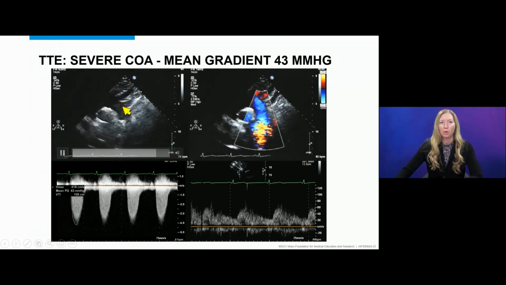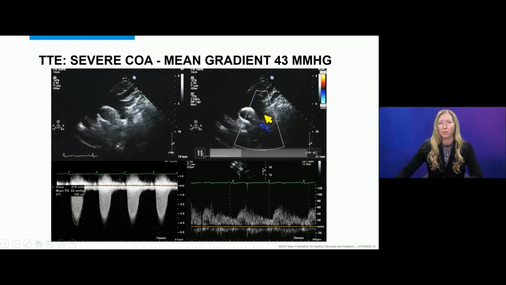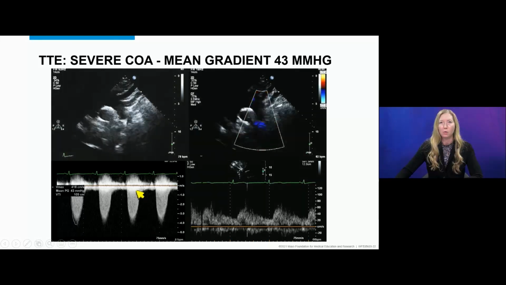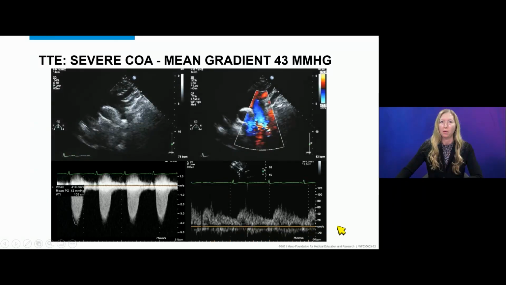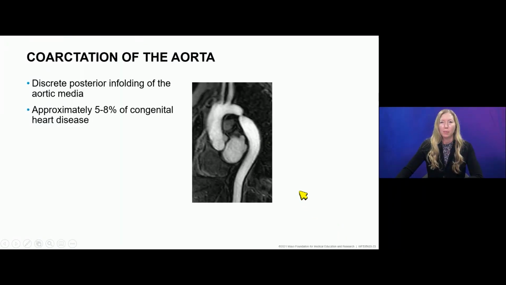So this is the aortic arch, and with 2D imaging, you can see an abnormality right here. With color flow imaging, we see flow acceleration right at that location. Our continuous wave Doppler showed a mean gradient through there of 43 millimeters of mercury. And our pulse wave Doppler of the abdominal aorta is abnormal in a pattern that is consistent with coarctation of the aorta. So this is our patient's MRA.